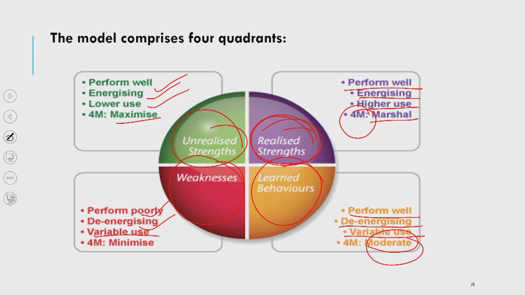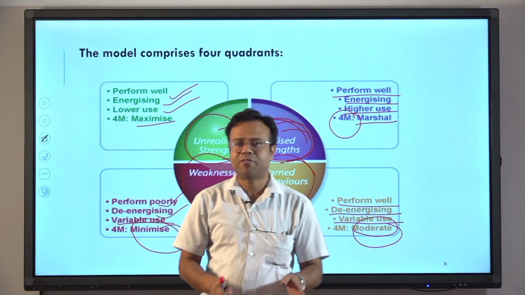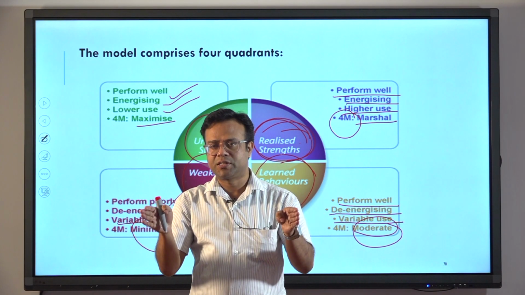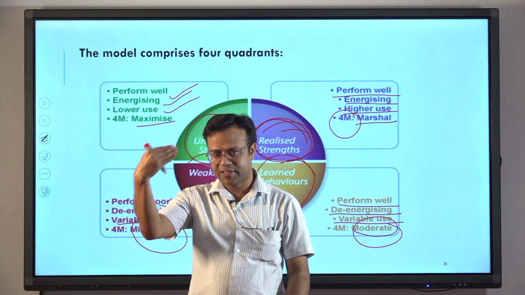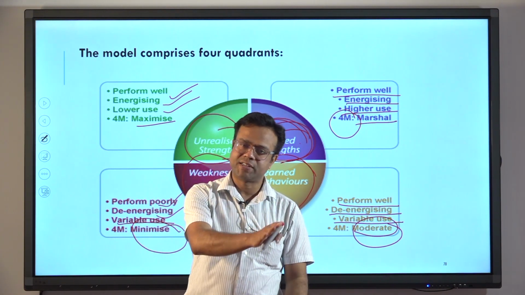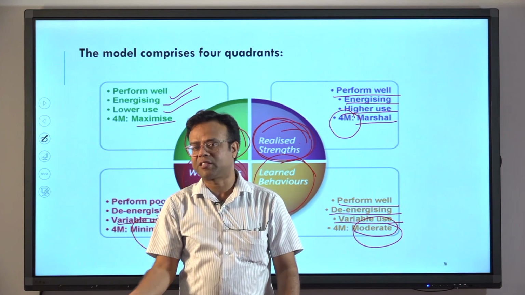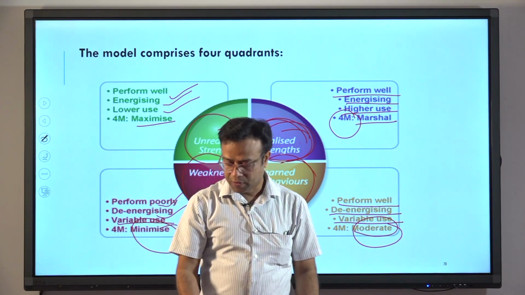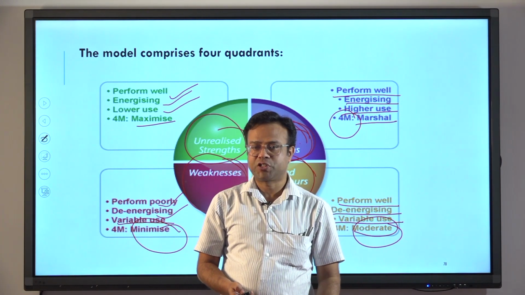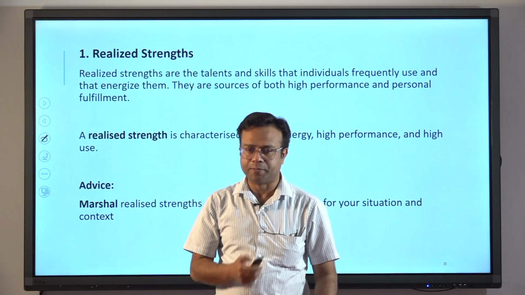They are also variable in use, and in terms of advice, they should be minimized in use and so on. So this model says there are 4 possible categories of strength related activities. One is realized strengths, some are unrealized strengths, some are learned behaviors, and some lack of strength is called weaknesses. Okay, so let us see these different categories in detail.